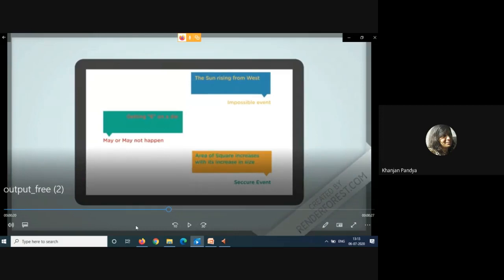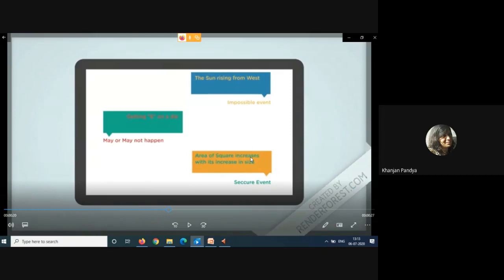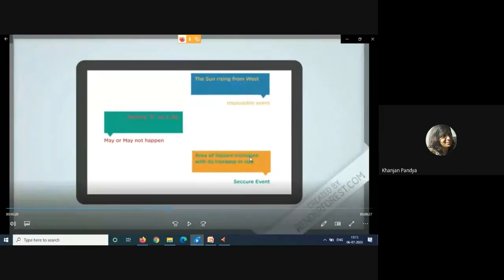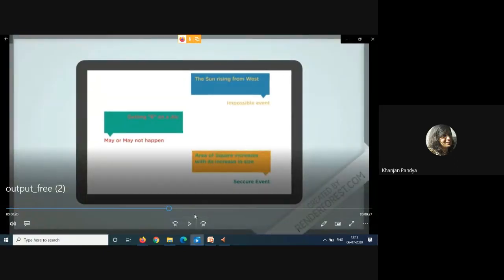And the area of a square increases in size. This is a very possible event, and we all know that if we want to expand the area of a square, then what will we have to do? We have to increase the size. I'm not able to see, this may or may not happen. Wait, okay.